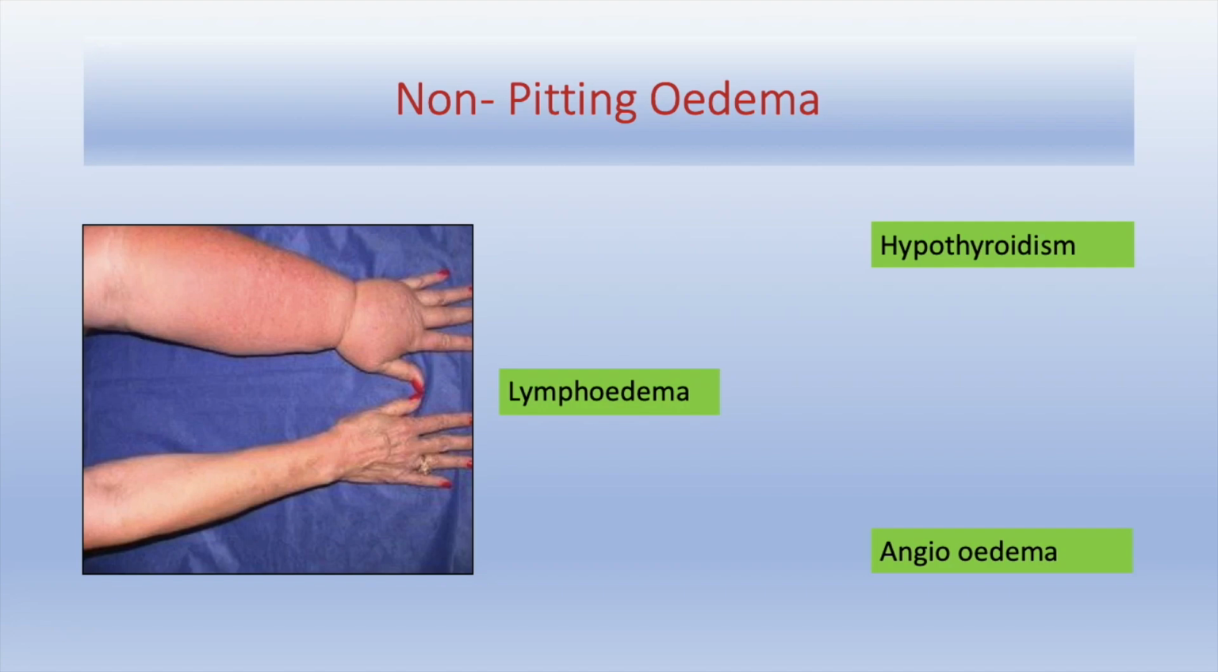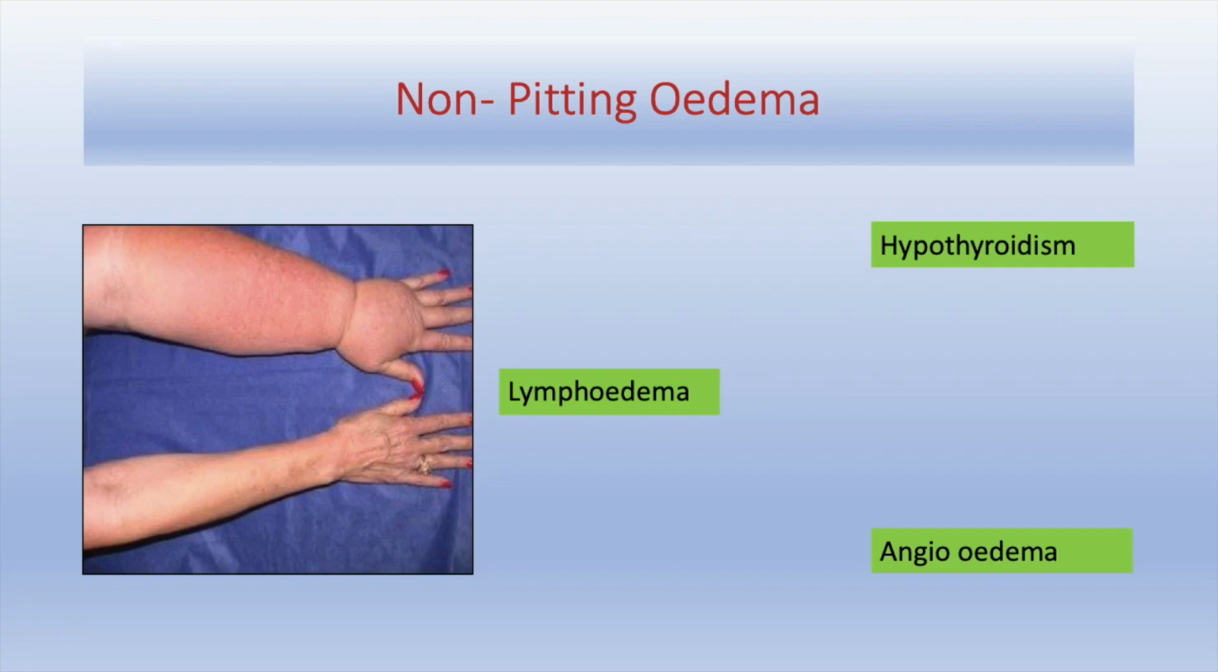The two main reasons why a non-pitting edema happens are hypothyroidism and lymphedema. As we all know, the lymph channels drain the lymphatic fluid from your peripheries and around the body back into the venous system. So if there is any occlusion of the lymphatic system for any reason, this could cause edema, but typically this is non-pitting in nature. So when you press on the edematous area, it does not leave an indentation.